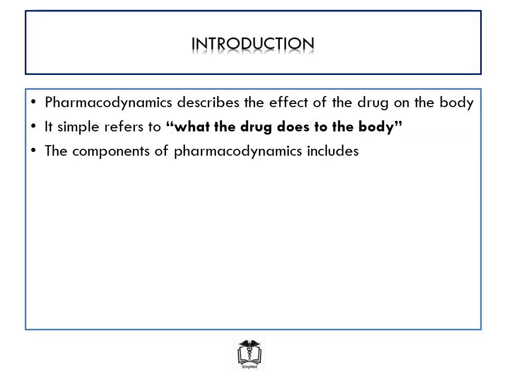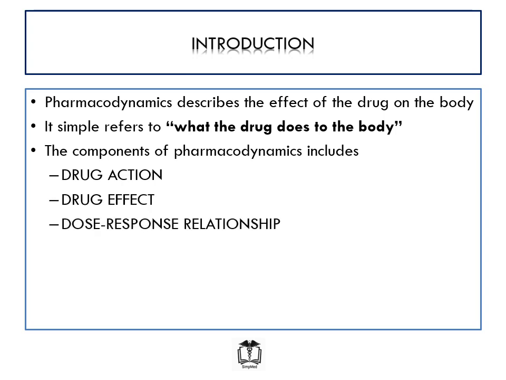Pharmacodynamics refers to the effect of the drug on the body. Simply put, pharmacodynamics can be defined as what the drug does to the body, and in contrast, pharmacokinetics, on the other hand, talks about what the body does to the drug. This would be the reverse. The common components of pharmacodynamics include drug action, which we'll be talking about in this particular module, drug effect, and then the dose response relationship. The other two components, the drug effect and the dose response relationship, will be covered in a separate module.